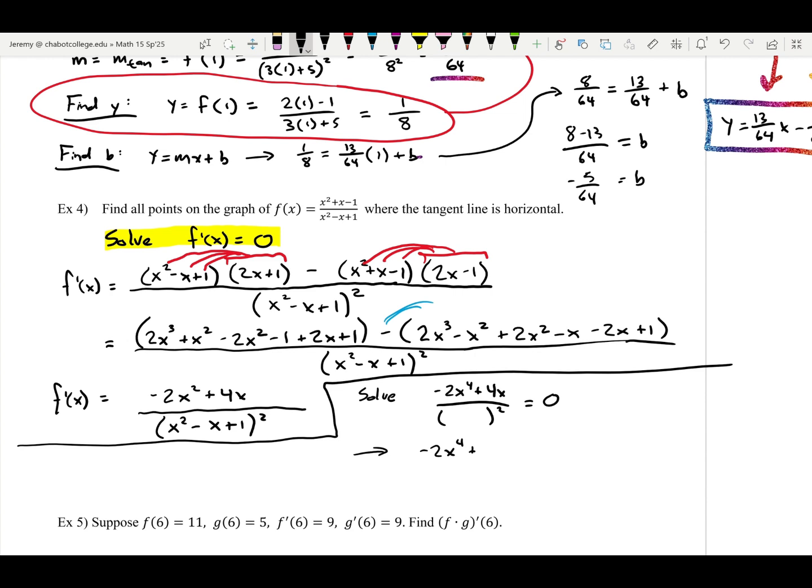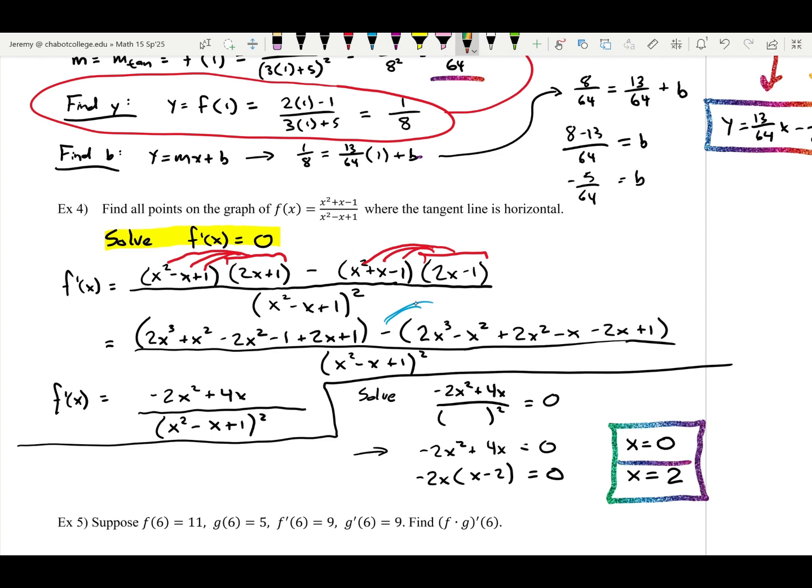Oh, sorry, that should have been negative 2x squared plus 4x equals 0. And I can solve this by factoring, pull out a negative 2x, and then in the parentheses I'm left with x minus 2 equals 0. So it looks like my two solutions are going to be x equals 0 and x equals positive 2. The 0 coming from that factor and the 2 coming from that factor.